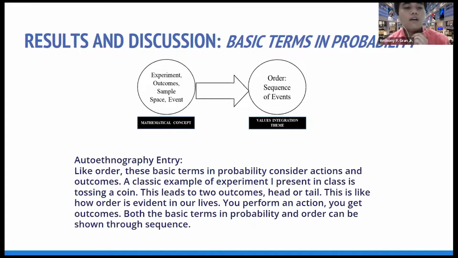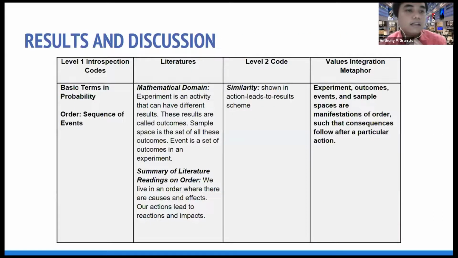So the autoethnography entry was placed there, and the mathematical concept that I had to match with the values integration theme was experiment, outcomes, sample space, and event, or generally, these are called the basic terms in probability. And by coding my autoethnography entry, I've come up with the code order, sequence of events for the values integration theme circle. This is the level one. These are the level one introspection codes: basic terms in probability, and order, sequence of events. So from these codes, I filtered the literatures and I've come up with the following summaries.